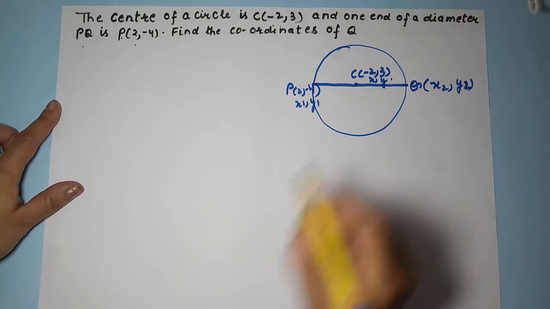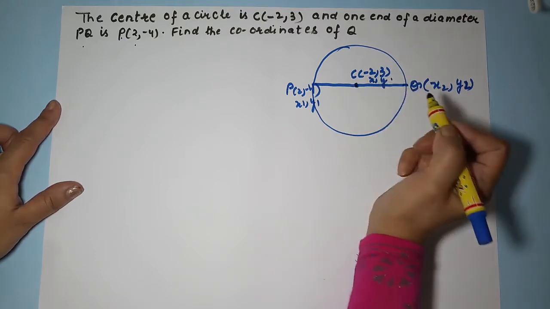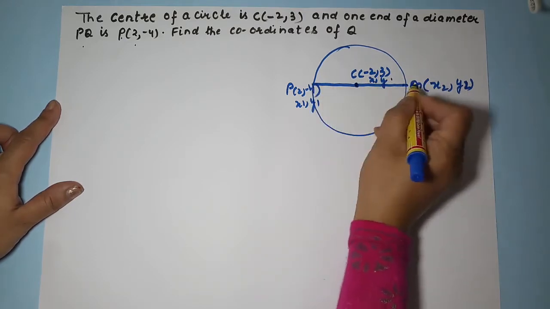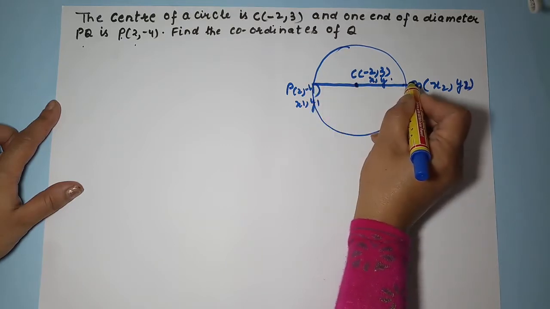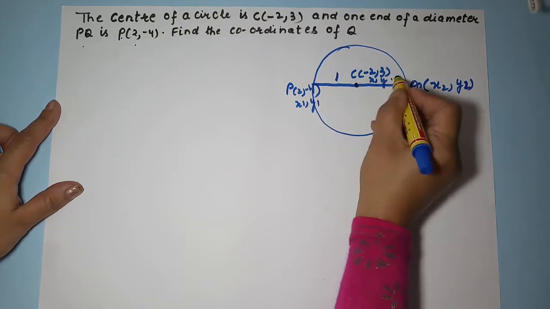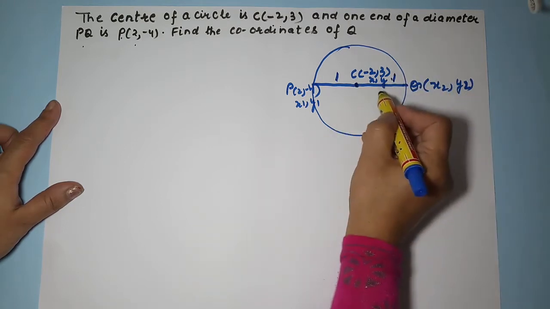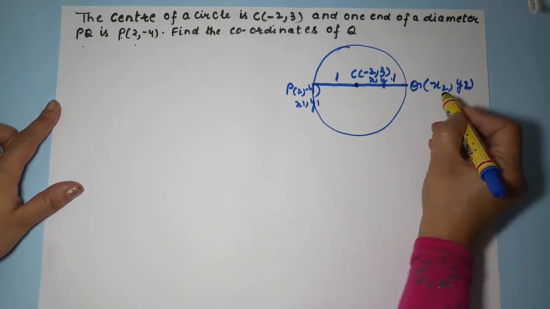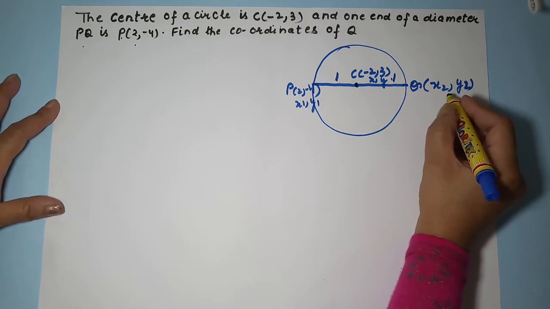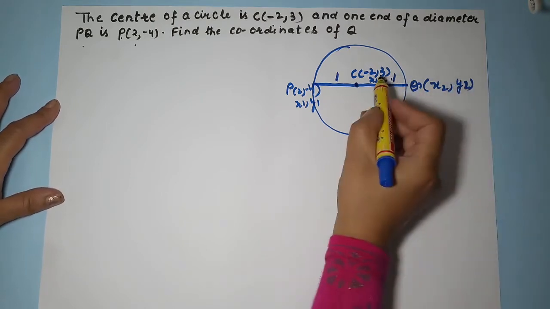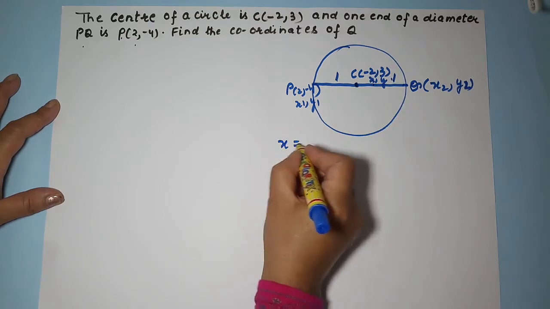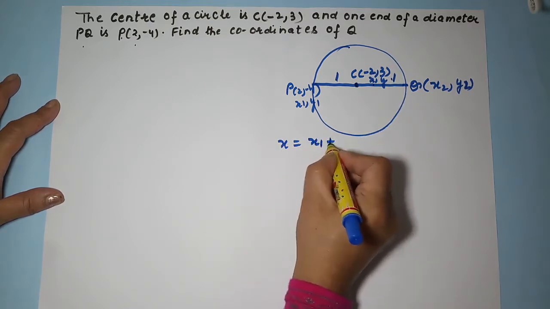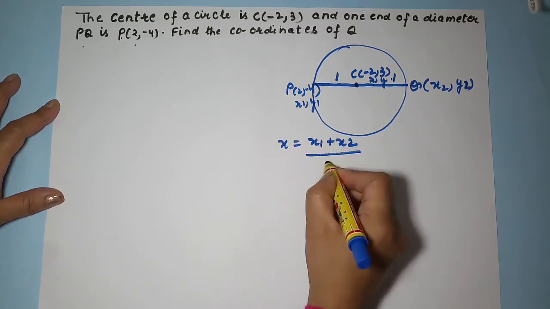Now again here we know that C is the midpoint of the line segment PQ, this diameter, because C lies at the center of the diameter. So the ratio is 1:1. So we can directly calculate this by the midpoint formula. So how do we apply the midpoint formula? We say that x, which is this point, x is equal to (x1 plus x2) by 2.